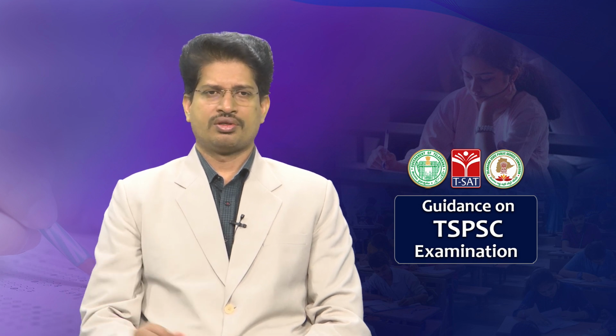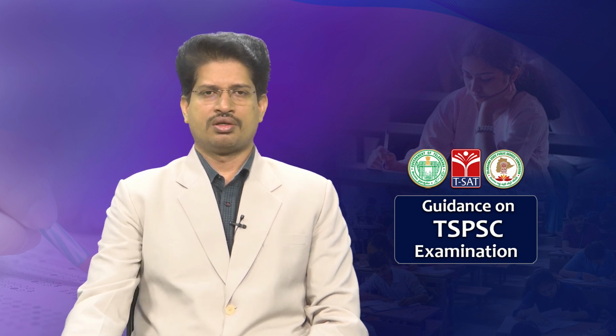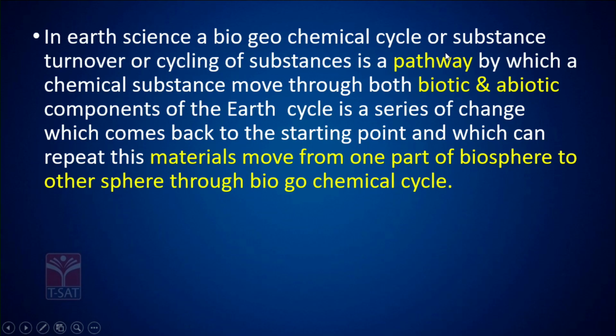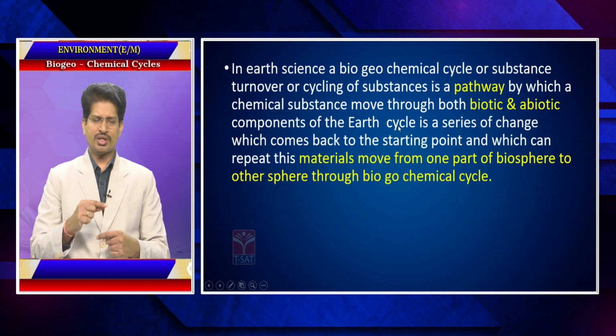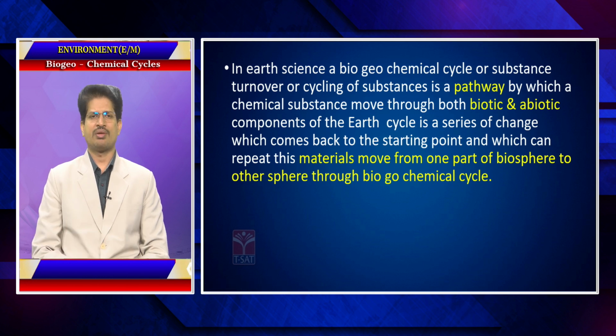A biogeochemical cycle, or substances turnover, or cycling of substances, is a pathway by which a chemical substance moves through both biotic and abiotic components of the Earth. So the movement of matter happens through biotic and abiotic cycles.